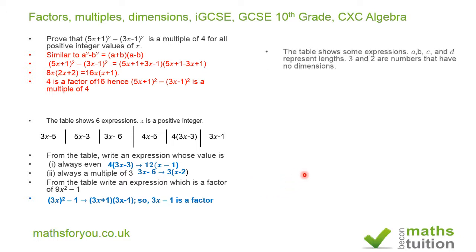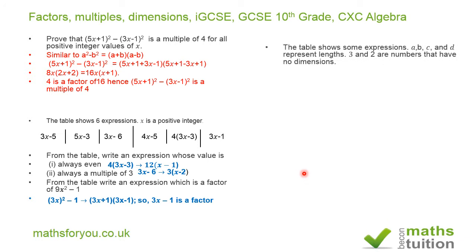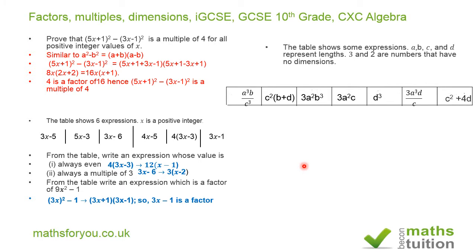Now for the third question, which is a little bit more involved, it says the table shows some expressions. a, b, c, and d represent lengths. 3 and 2 are numbers that have no dimensions. Which expressions represent volumes?